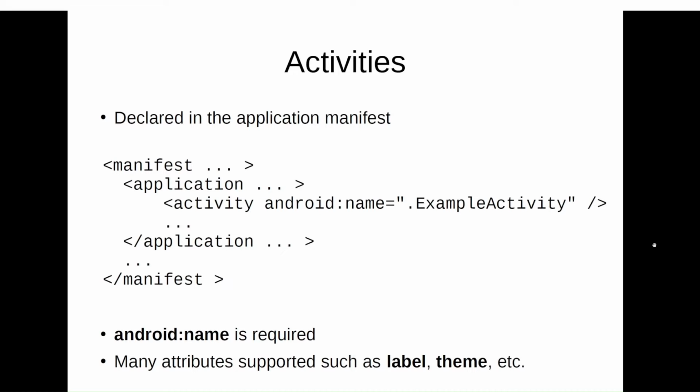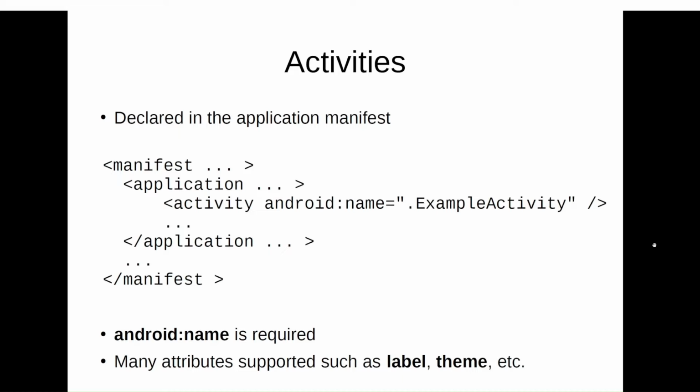When creating an activity, there must be an entry for it inside your application manifest. This is the case for all top-level components, with a few exceptions for a few use cases. When specifying an activity entry in your app manifest, the tag must include the android:name attribute. That is the only required attribute. However, there are many other attributes that can be specified.